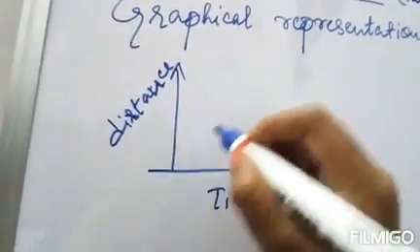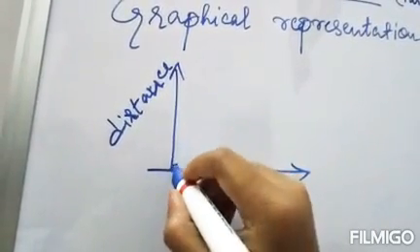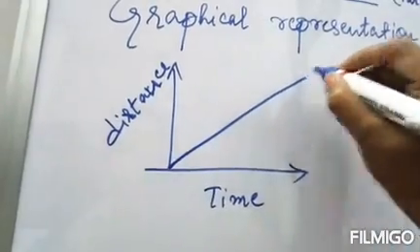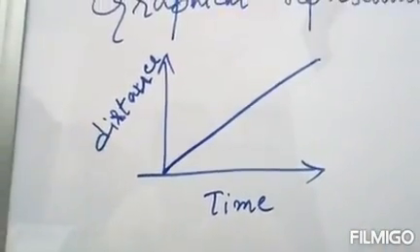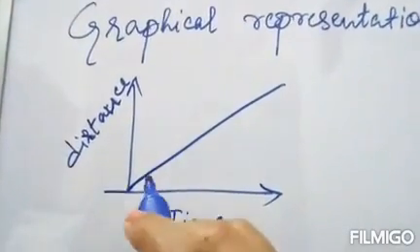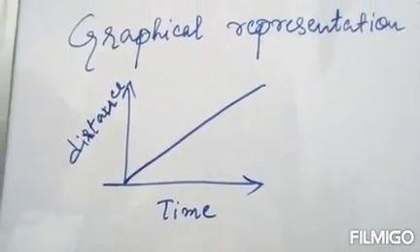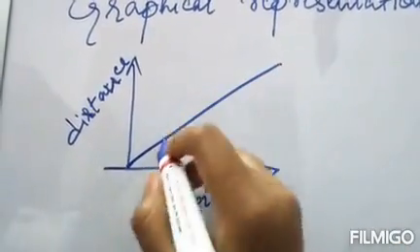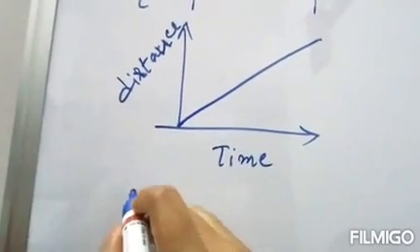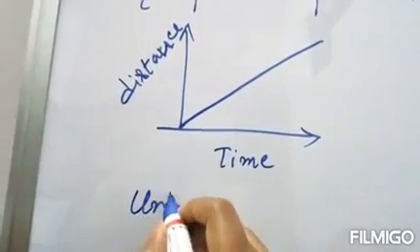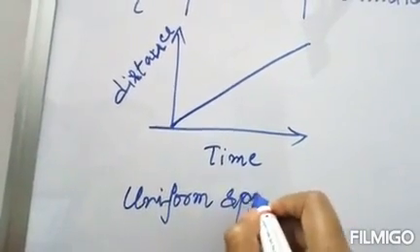Now, if we find a graph in which the change in position of the object is uniform with time, we get this type of graph, and this denotes that the body is moving with uniform speed.